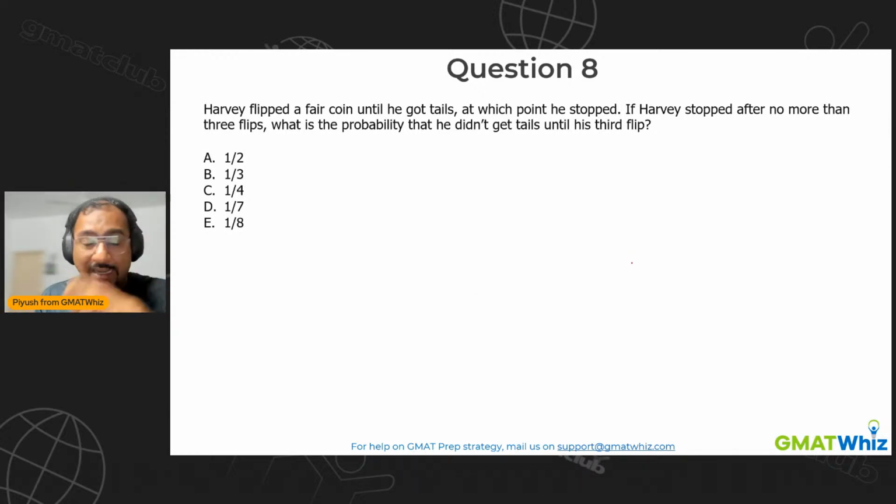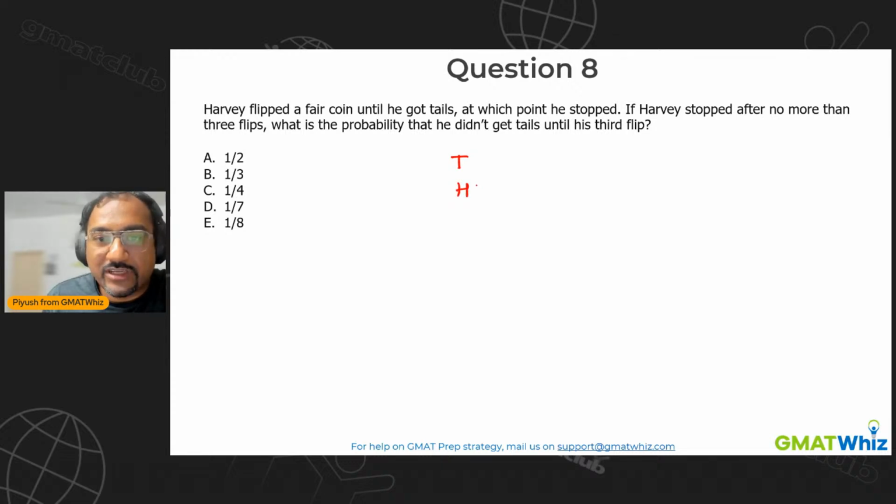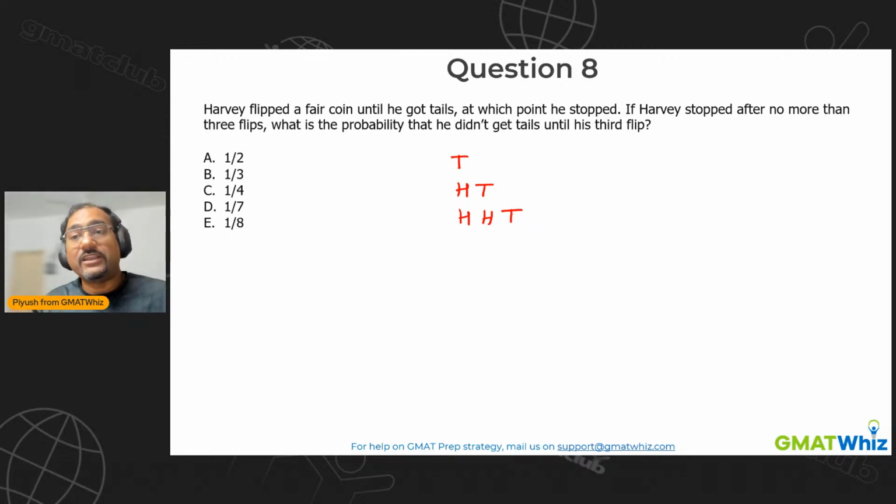So in 3 flips, what all can happen? So basically, he can get a tail in the first flip. He can get a head in the first flip and then tail in the next flip. He can get a head in the first flip, a head in the second flip, and a tail in the third flip. So if he stopped after no more than 3 flips, that means the total cases are limited to these 3 only. We are not talking about the case where he continues after the third flip. So we are only looking at these 3 cases. That means within 3 flips he should have gotten a tail. Okay, so that is going to be the total scenario.